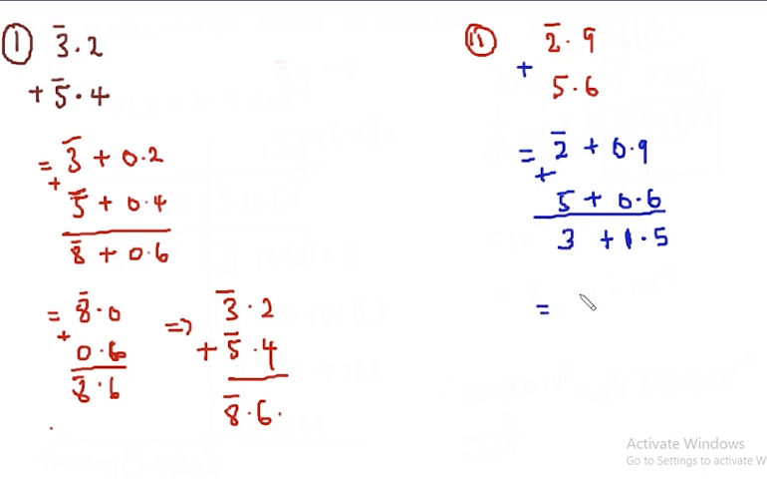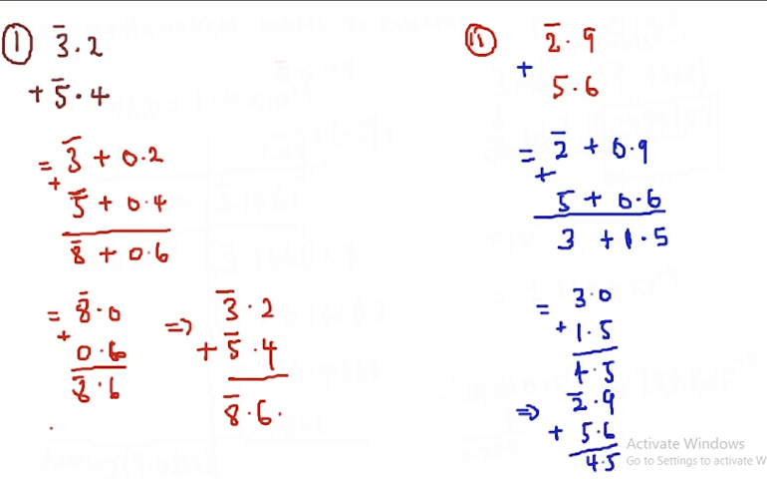So what we have here is equal to 3.0 plus, which is the sign in between them here, plus 1.5. So 0 plus 5 is 5. 3 plus 1 here is 4. So that means our original addition, which is 2 bar 0.9 plus 5.6, is equal to 4.5.